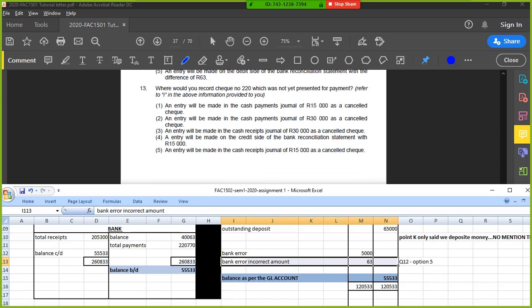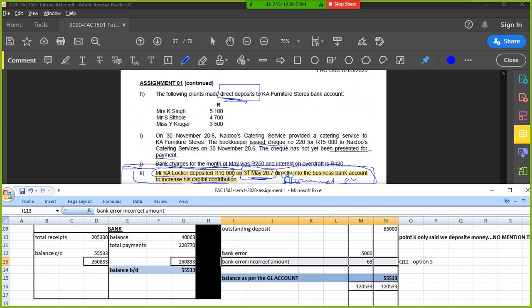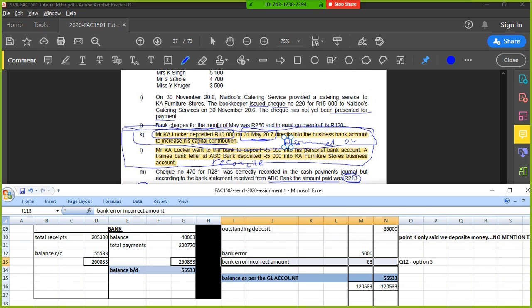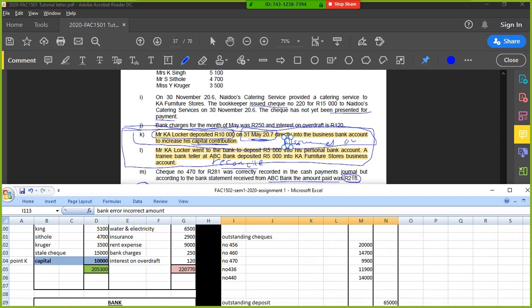13. Where would you record check number 220, which has not yet been presented for payment? Refer to I above. Let's go to I. Where's I? I was Naidu. Okay, Naidu was the stale check. Remember we discussed that? Yes. Okay, let's put a note here. Where's the stale check? Here's the stale check. Okay, this is question 13.